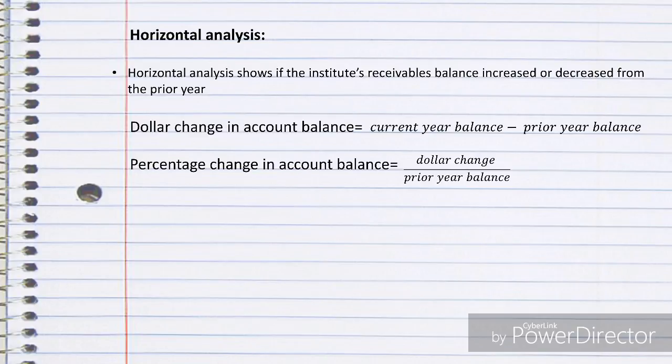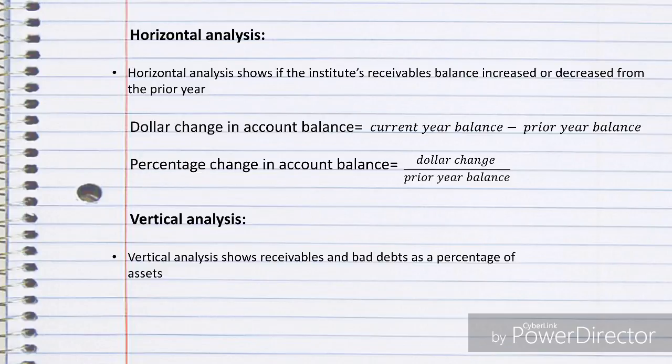We subtract prior year balance from the current year balance to get the dollar change in account balance, and then divide it by prior year balance to get the percentage of change. Vertical analysis shows receivables and bad debts as a percentage of assets. It is calculated by dividing the account balance by the total assets.